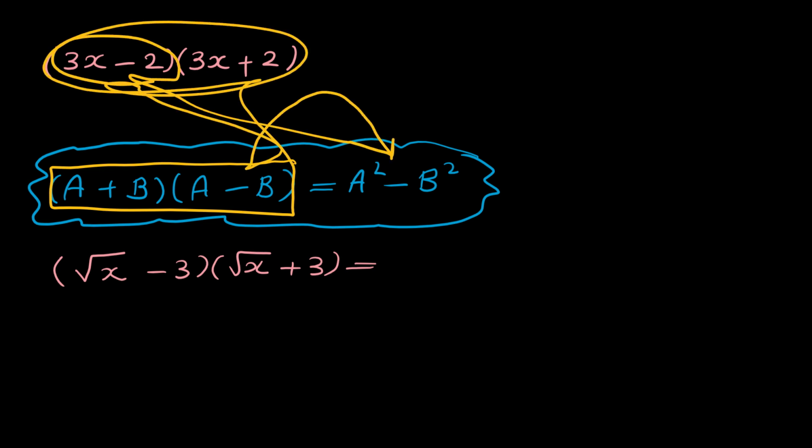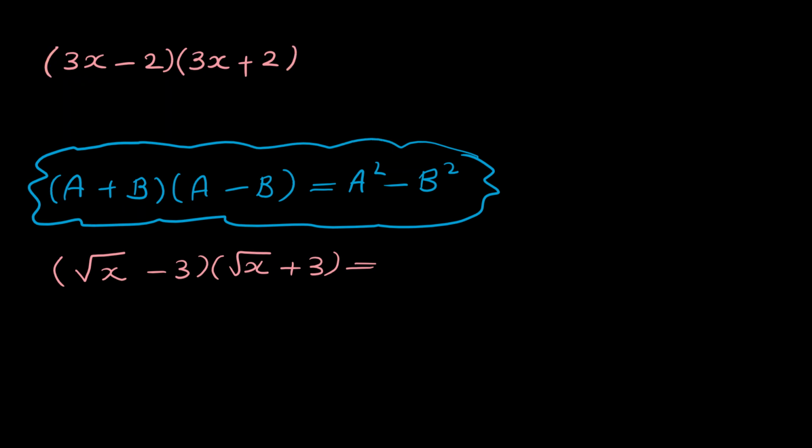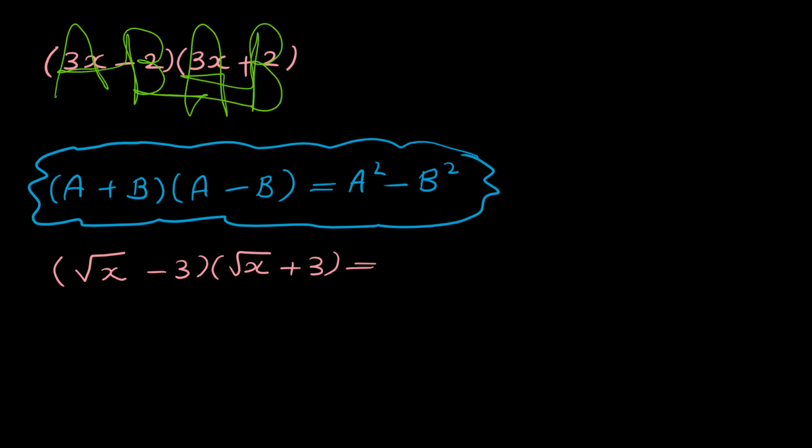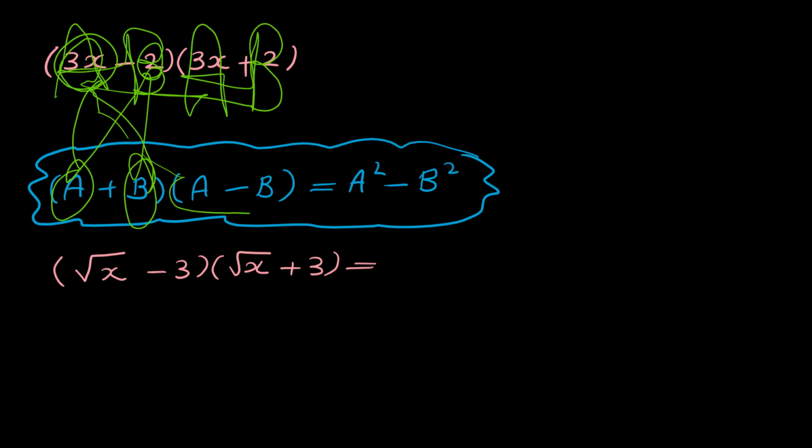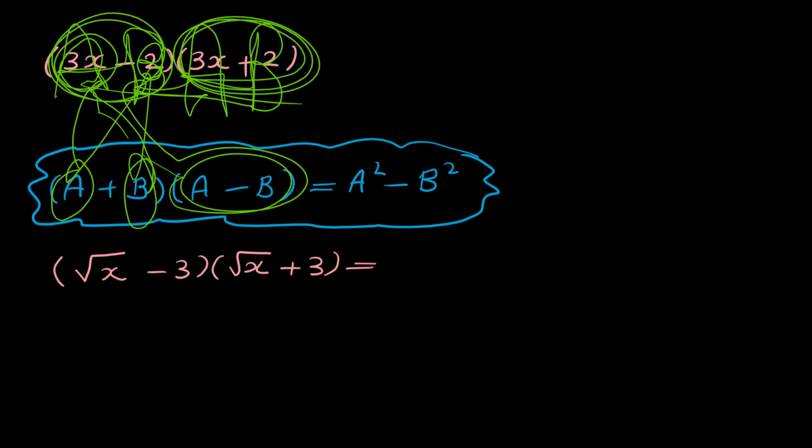We want to multiply this bracket by this bracket. But why can we use this identity for this question? Attention, here we have a minus b times a plus b. The 3x is like your a, and the 2 is your b. So we have a minus b, which is the first bracket, times a plus b, which is the second bracket.